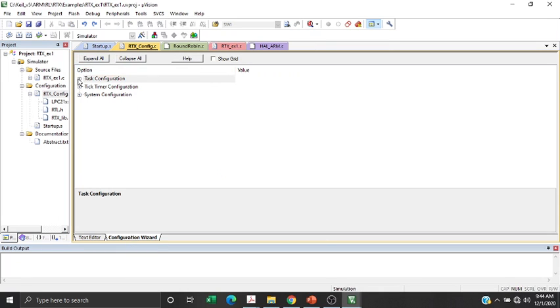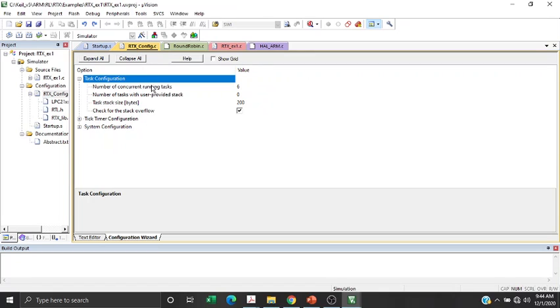So, task configurations: the number of concurrent running tasks. RTOSs are to be more predictable. Normally the number of tasks, as you have studied across commercial RTOSs, ranges from 5 to 10 tasks. So restrict the number of tasks that are running. The fewer the tasks, the more predictable; the more tasks, the more unpredictable. So limit the tasks.